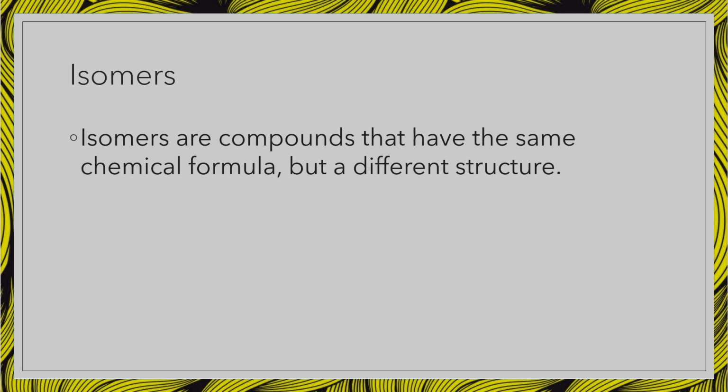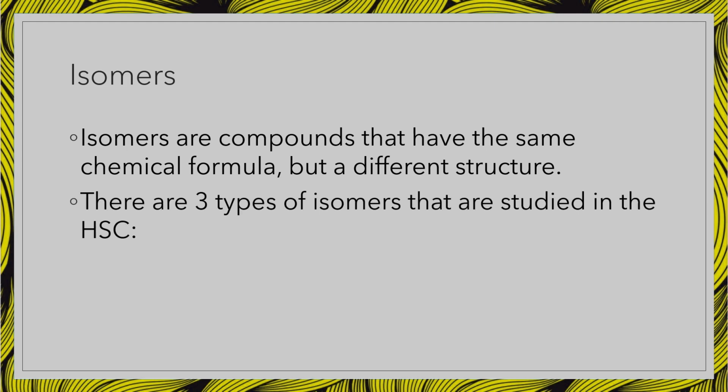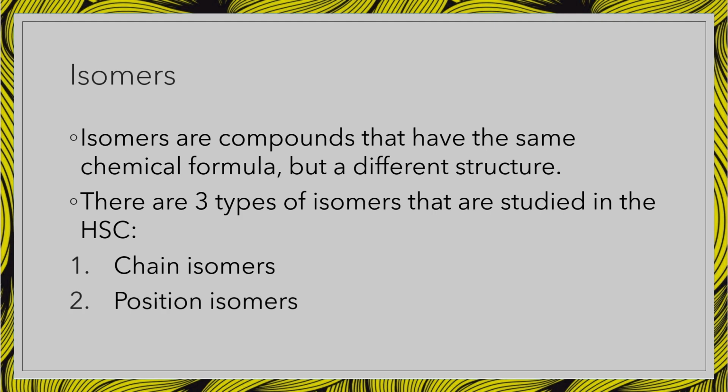Now, isomers. What's an isomer? It's a compound that has the same chemical formula, but a different structural formula. So there are three types of isomers that we're going to be studying, and these are the three that were in the syllabus dot point: chain isomers, position isomers, and functional group isomers. The key thing with all of these isomers is that they all have the same formula. Whatever it is, an isomer will have the same chemical formula. So if it's C3H4O, for instance, then that will follow through. All the different isomers will have the same formula.